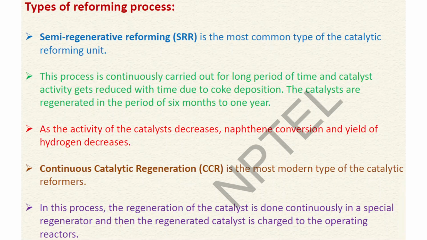Coming on to different types of reforming processes. As I told, there are two types of reforming processes. The first one is semi-regenerative reforming, and the second one is continuous catalytic regeneration.